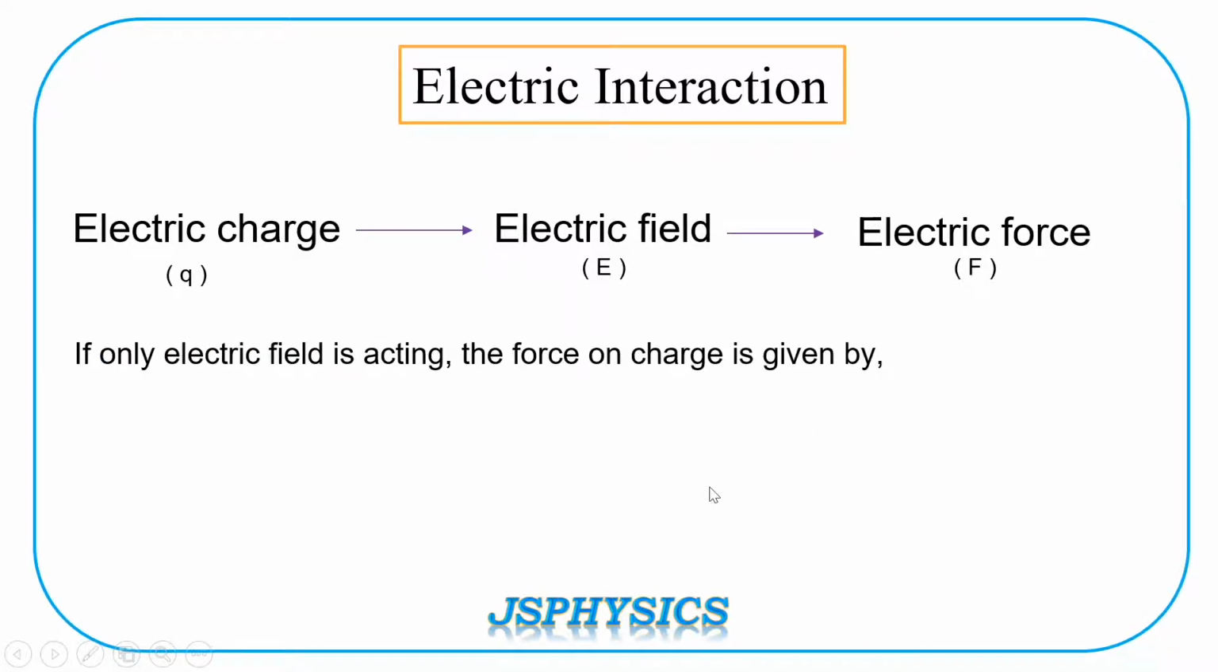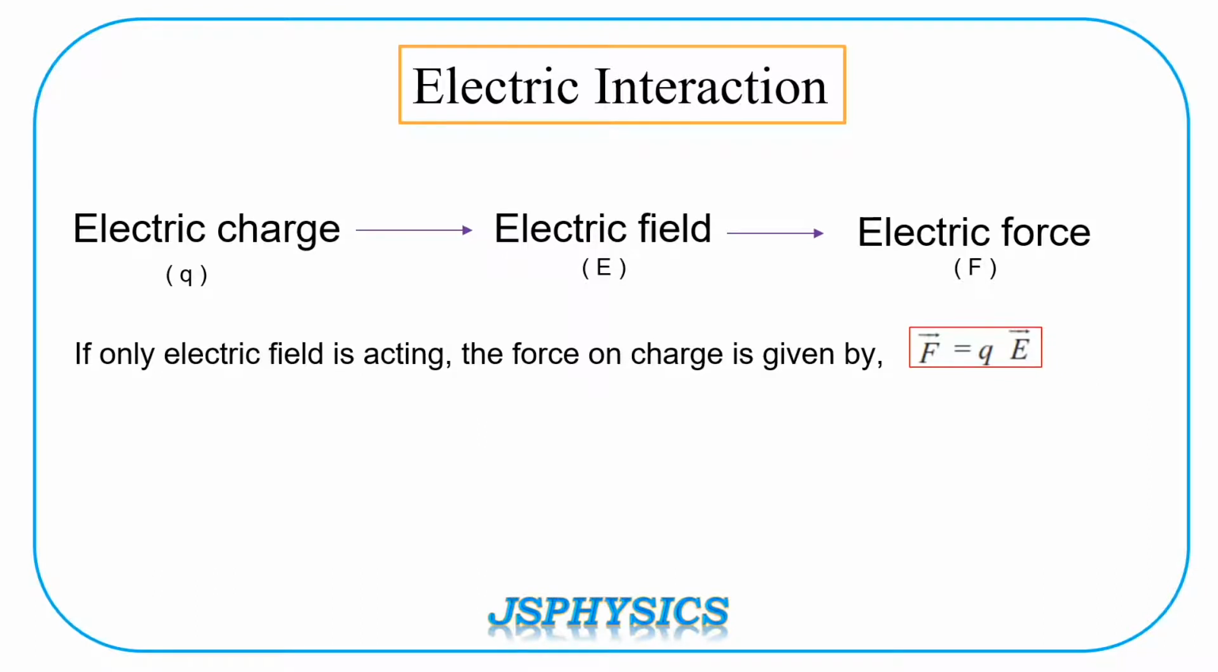If only electric field is acting on a particular charge, then the charge will experience a force and that force is given by F is equal to Q into E. We get this formula by the definition of electric field. Electric field basically is the force experienced by a unit positive charge placed at a given point in the electric field. That means E is equal to F by Q.